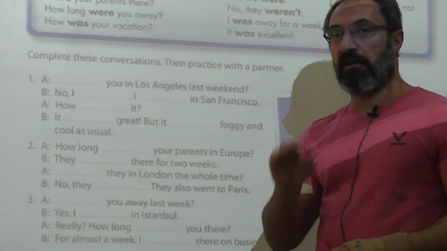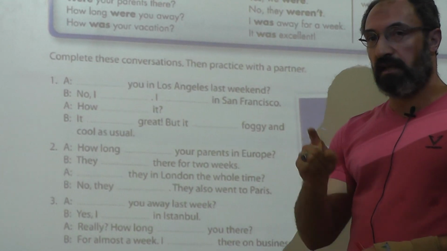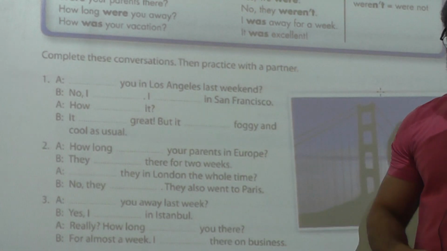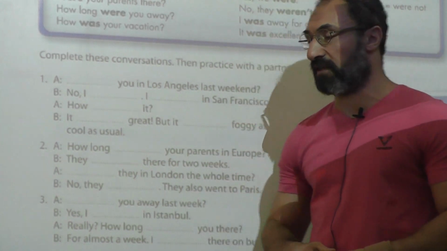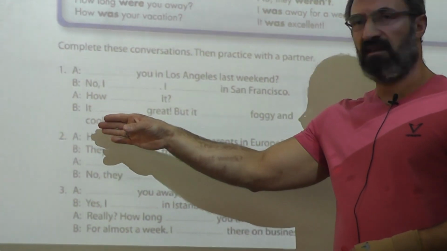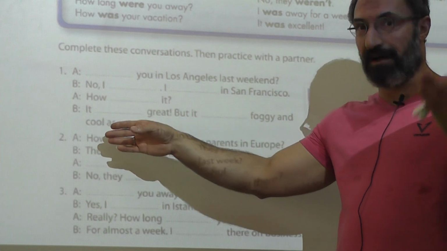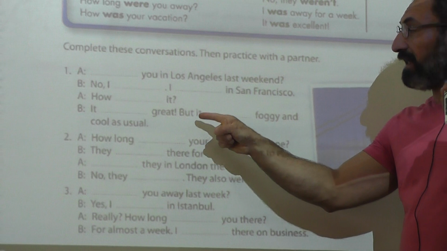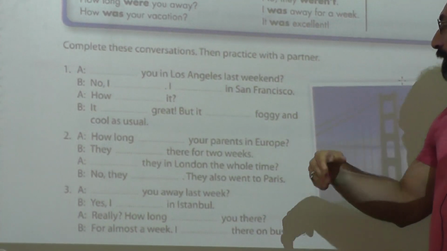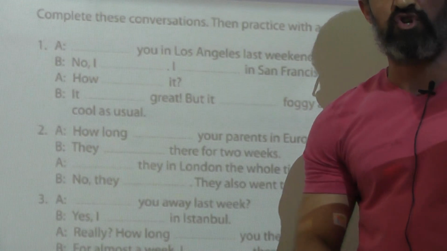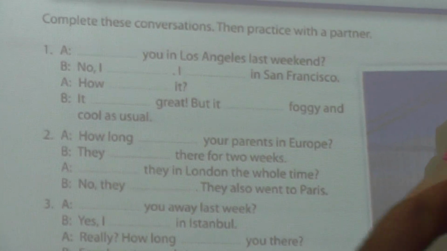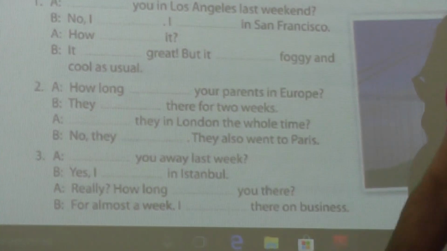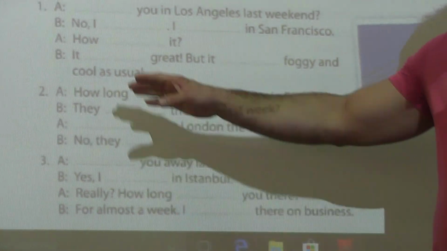Again, we have a singular subject, which is it. Don't forget that we have three singular subjects: he, she, and it. So again, it was or were? It was. It was great. But it, again I have the singular subject it. So it was foggy and cool as usual. Okay? So here we have 2 through 3. It's having the same idea. Try to answer both of them, okay?